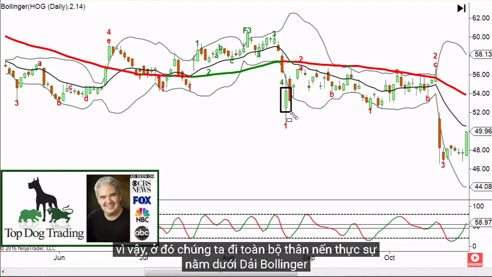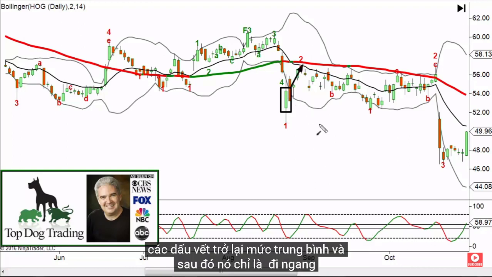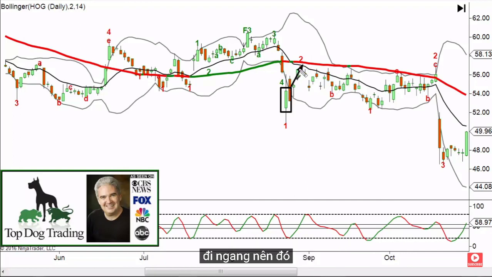So there we go. The entire real body of the candle is below the Bollinger Band. And what's it do? Retraces back to the mean. And then after that, it just kind of goes sideways, goes choppy. So that's it. That's your trade. I like to do this with options, by the way. That's what I prefer to do. Doesn't mean you should do it. But it's a good little quick option trade. Like I say, it's just a swing trade.